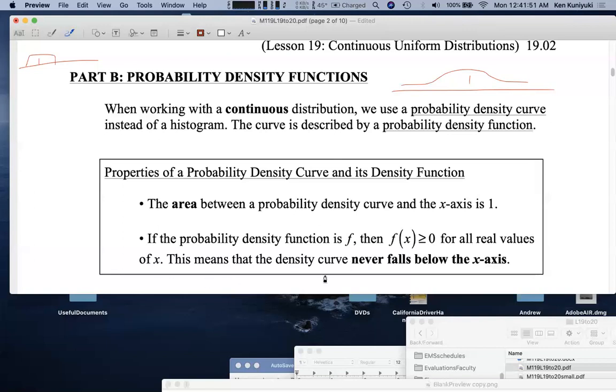This means that the density curve never falls below the x-axis. So for example, this bell curve here would never fall below the x-axis. That never happens. That never ever happens. The bell curve always has to stay above the x-axis. In principle, you can bounce off the x-axis, but you never fall below the x-axis.